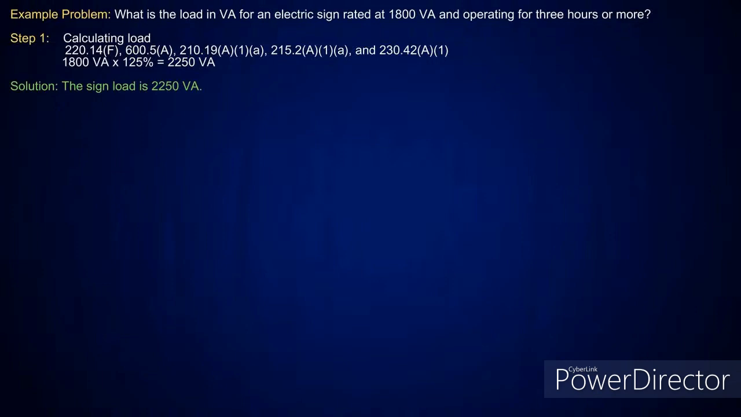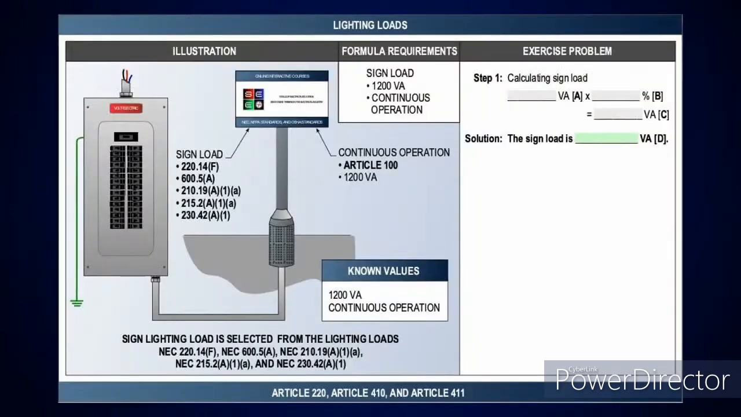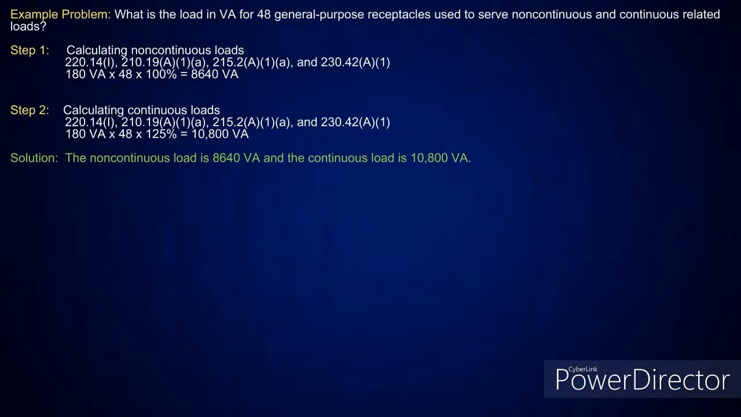It's continuous operating, for 3 hours or more, so you just take it at 125%. I've already got the VA there. That gives me 2,250 VA. And then you look at your sign load here. What have I got? 1,200 VA. I know it has to be at least 1,200. It's continuous, so take it at 125%. There's your VA.